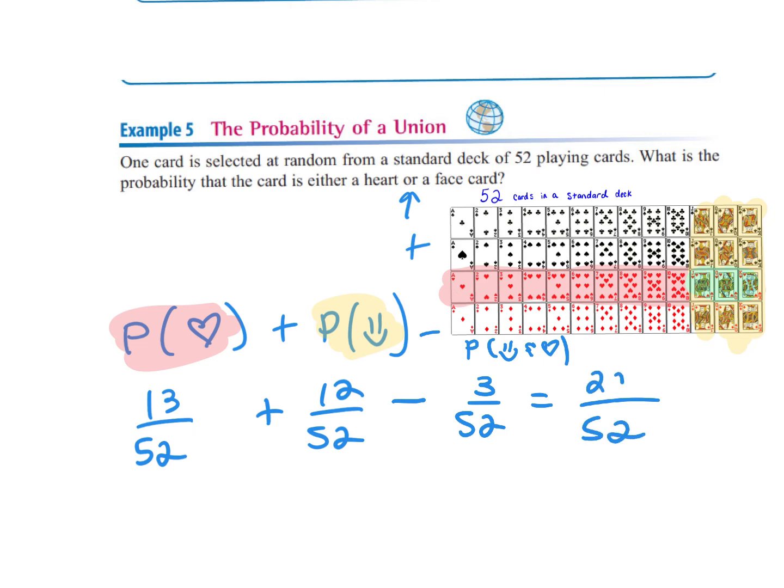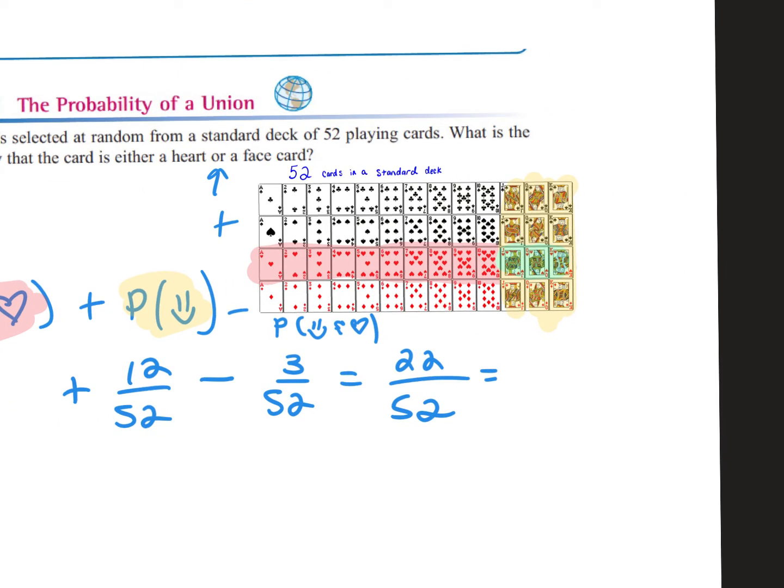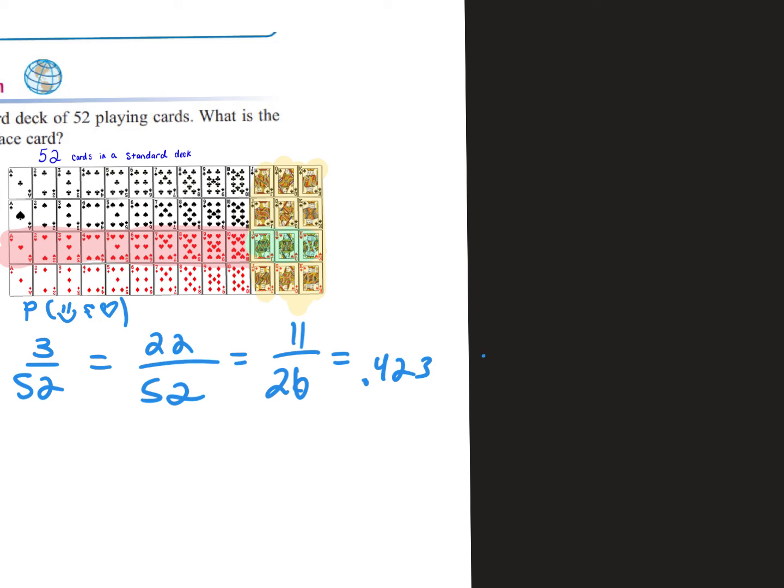22, okay. Can I write that as a simplified fraction? 11 over 26. What would that be as a decimal? 11 divided by 26 is 0.423. And then as a percent, that'd be about 42%, right? You guys need to become familiar with a deck of cards. I promise you, it'll be on your test.